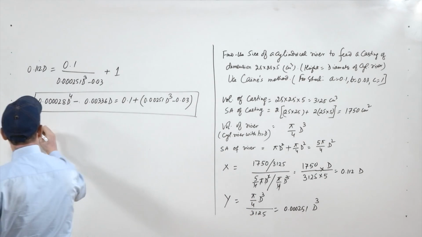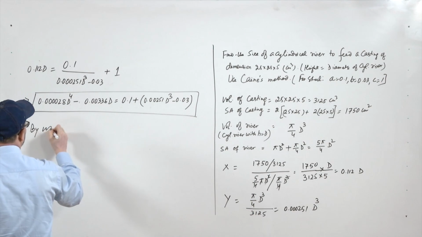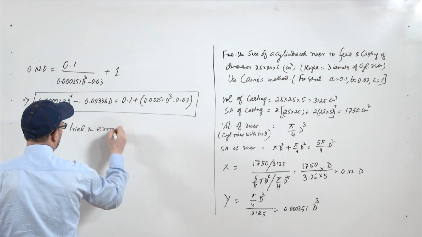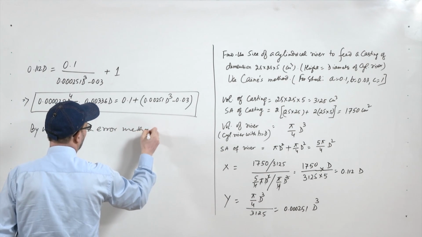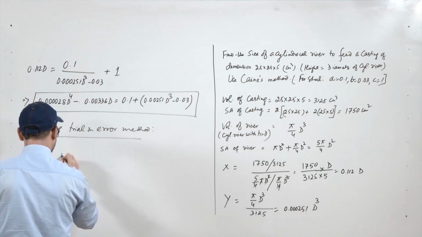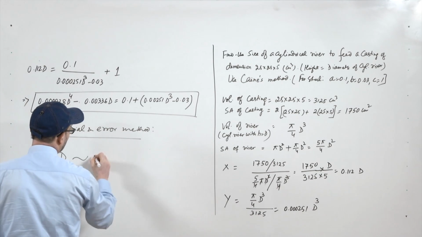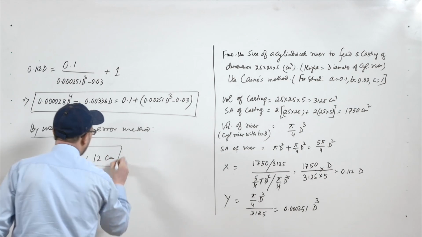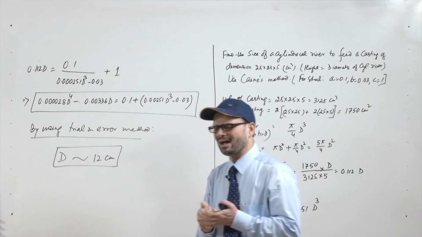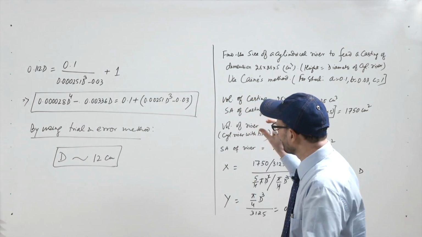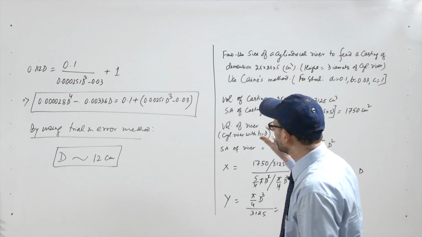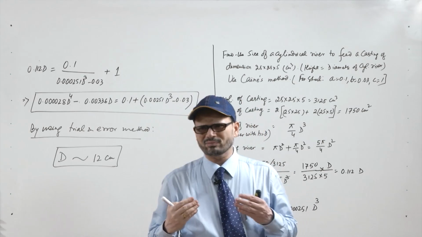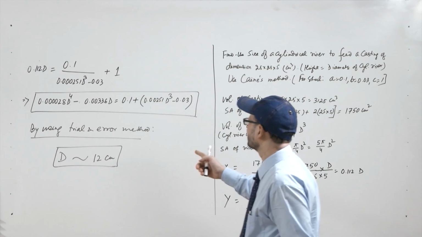And once you use the trial and error method, if you find the solution of this equation, you get the value of d somewhere close to 12 centimeter. So, for that basically you will have to solve this equation, which is certainly somewhat cumbersome to solve. It will take a little bit of time, and then you can get the value.